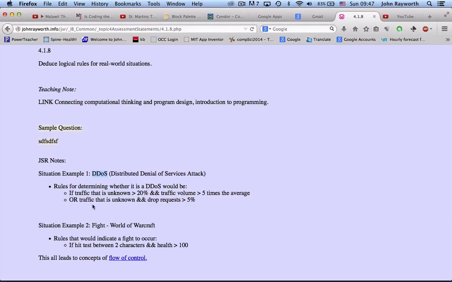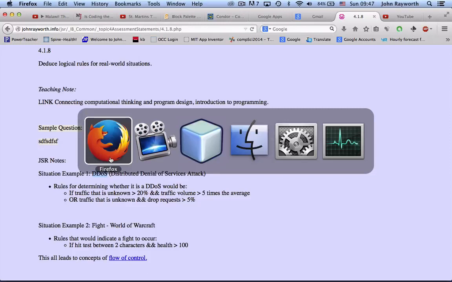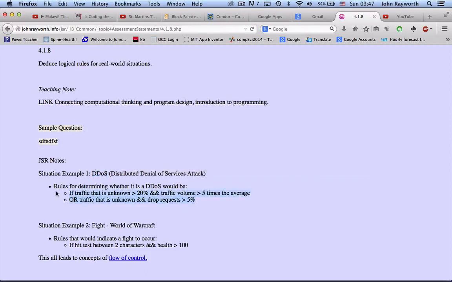Or there could be just a lot of traffic that's unknown and drop requests are greater than 5%. So in other words, it's starting the denial of service attack whether or not the traffic volume is greater than what it usually was. It doesn't matter because things are slowing down, so there's a problem. I whipped this up the other year, and it may not be the best description of a distributed denial of service attack, but we're going to use it. So let's take this as our real-world situation.